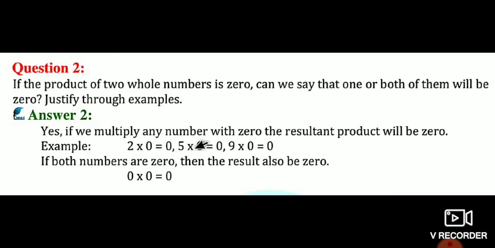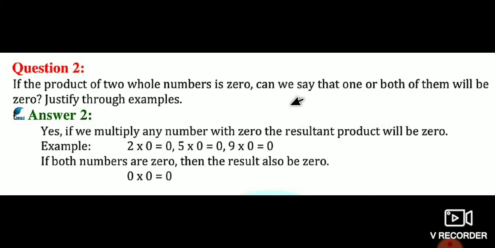Then take another example. Consider 5, multiplied with 0. Any number multiplied with 0 gives 0 itself. And then 9 into 0 is equal to 0. If you multiply 9 with 0, 9 into 0 is equal to 0. Therefore, yes, if you multiply any number with 0, the resultant product will be 0.